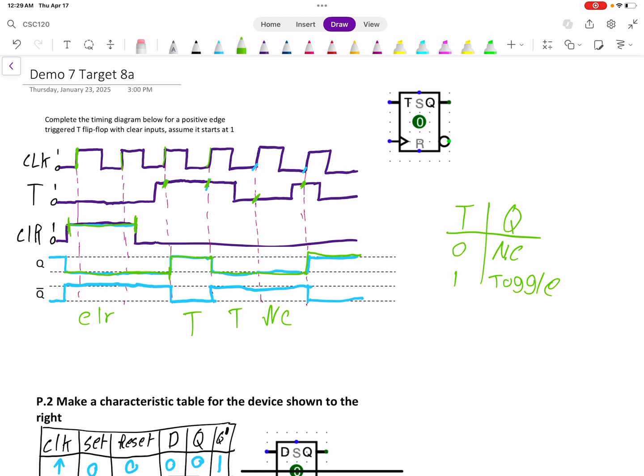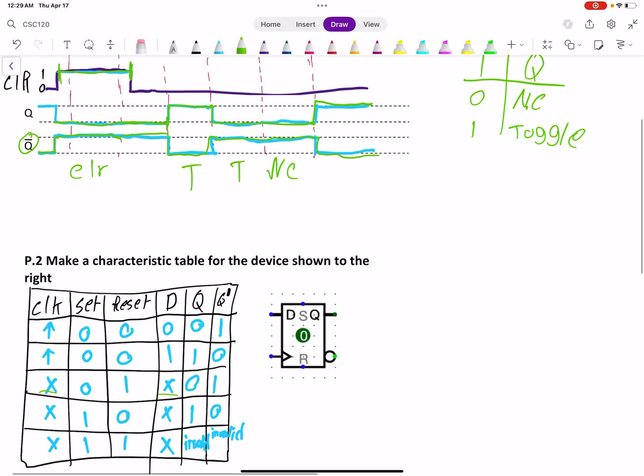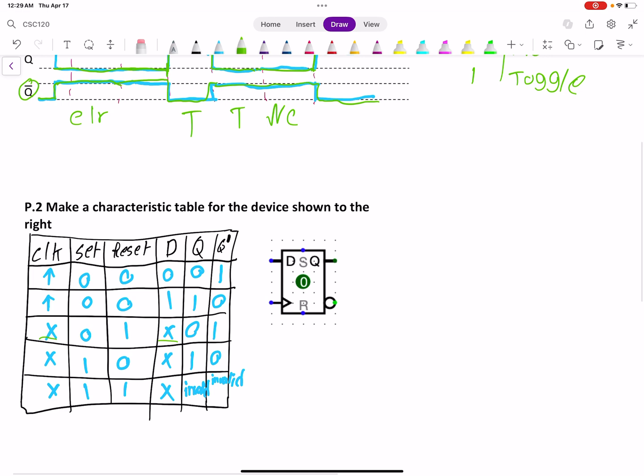And then our Q prime is literally the opposite of Q, exactly the opposite. As you can see right here, it starts at 0, it goes to 1, and then goes down to 0, and then up to 1. And yep, just like that. It's literally the same. And right here we have our characteristics table for a D flip-flop.